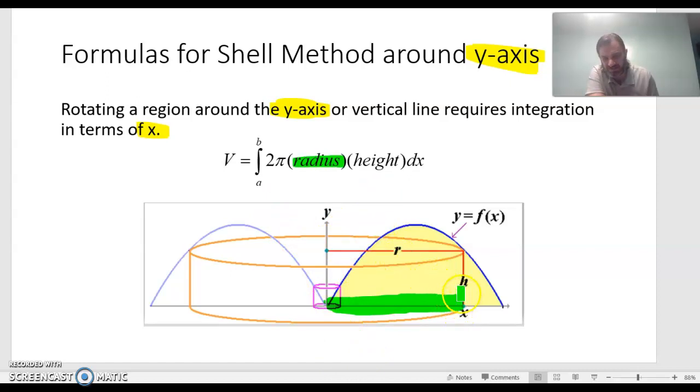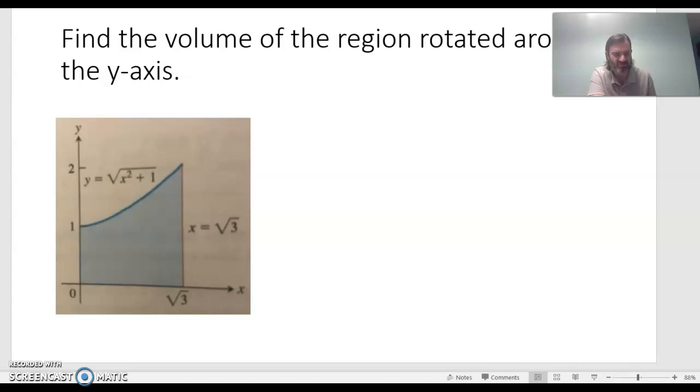The height will be the actual function value. So the height here will be basically f of x, and the radius will be x, but that will be only if we're going around the y-axis. If we're going around a different vertical line, it'll be something else. Okay? So the volume formula will be, from the bounds a to b, wherever our region is in terms of x, of 2 pi times the radius times the height dx. So let's see that in action.